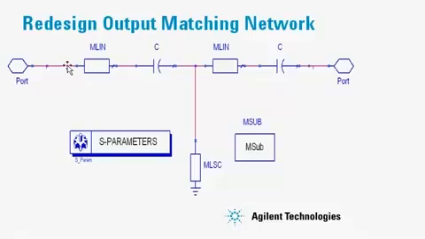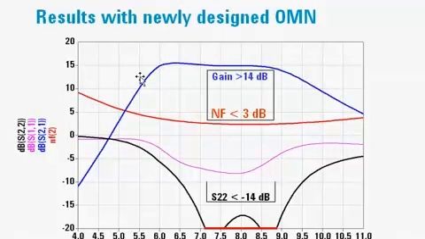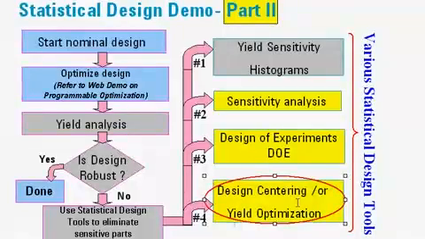Okay, here's our new output matching network redesigned. It has 2 series capacitors, as you can see. This is the amplifier output results with the new redesigned output matching network. Next, the final step is to use the yield optimization tool to center all the design elements in order to achieve the maximum possible yield.